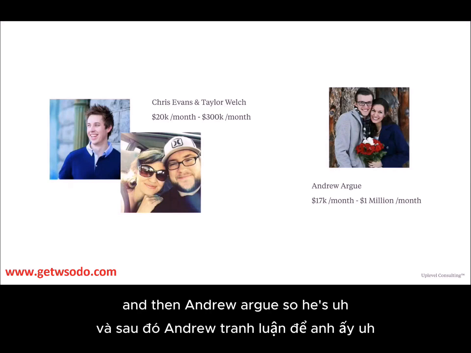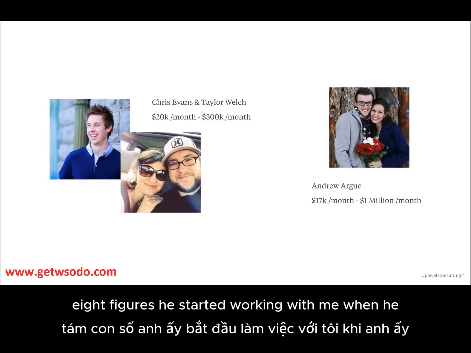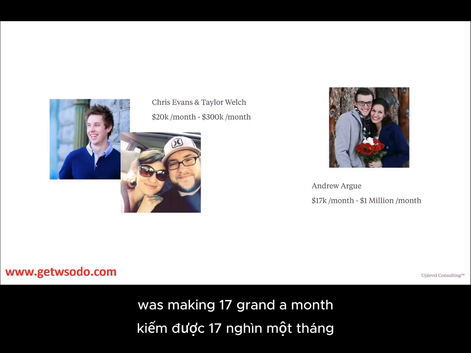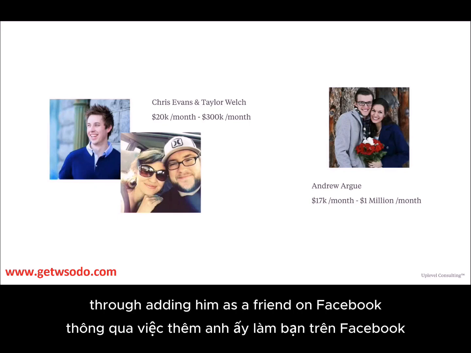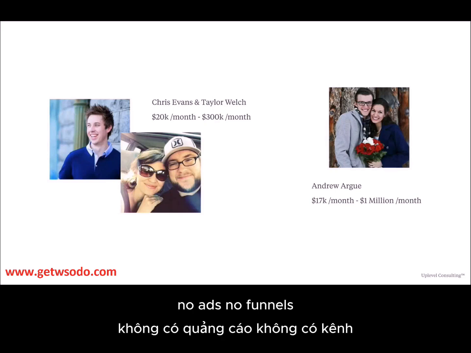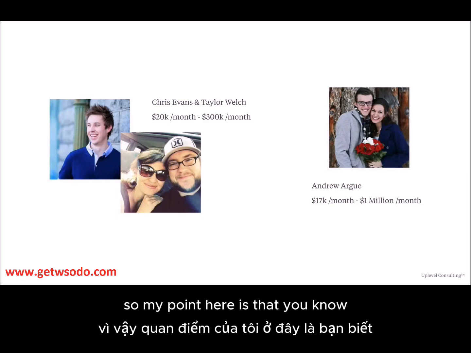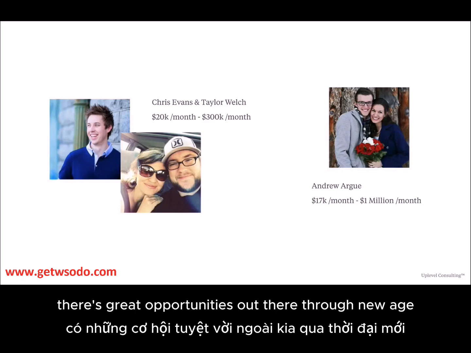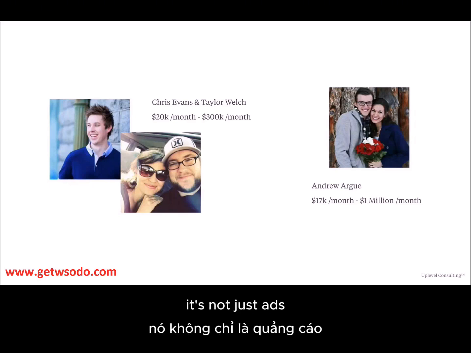And then Andrew Argue, so he was the first one of my students to get to $1 million a month, 8 figures. He started working with me when he was making 17 grand a month. And how I actually got him as a client was through adding him as a friend on Facebook and direct messaging him on Facebook. No ads, no funnels. That's how that happened. So my point here is that there's great opportunities out there through New Age Attraction and doing this stuff organically. It's not just ads.